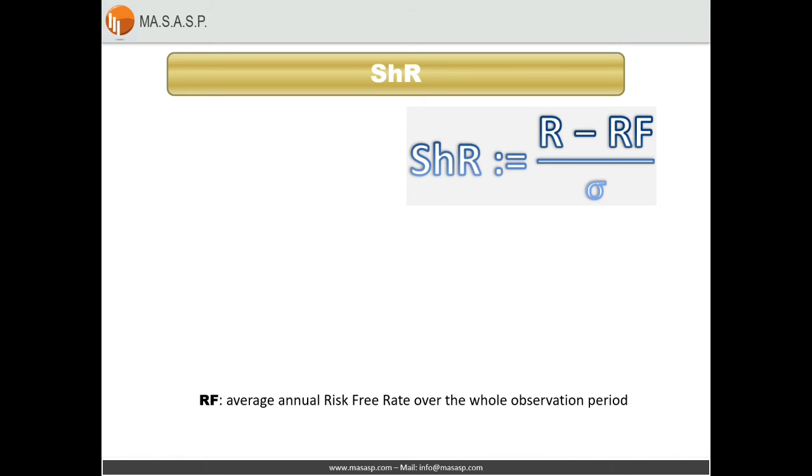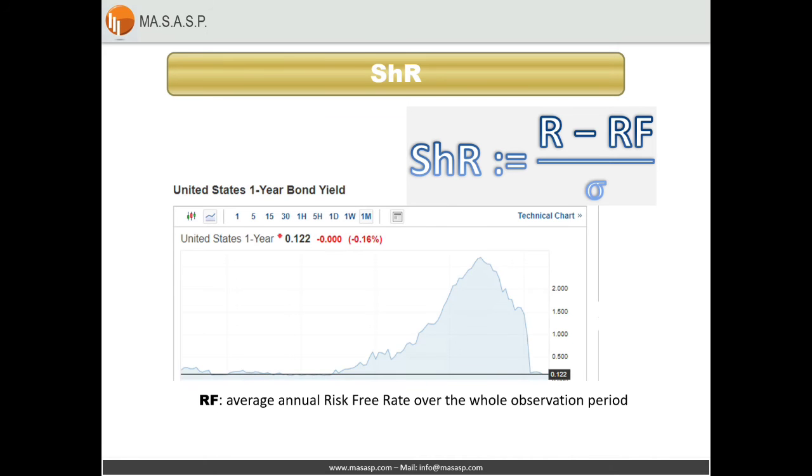In this formula, we denoted with RF the annual risk-free rate. The 1-year maturity treasury note can be taken as a good proxy for said rate. As this yield varies across the observation period, we employ its average value in the Sharpe ratio formula. This average value is indicated in the scorecard as well as the Sharpe ratio estimate.